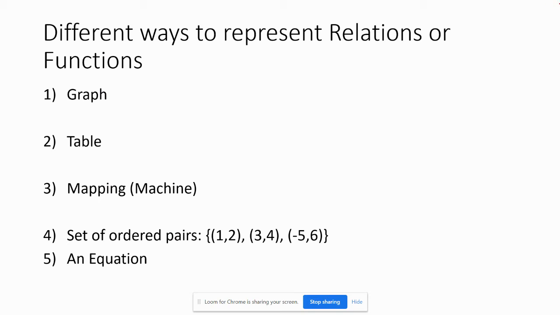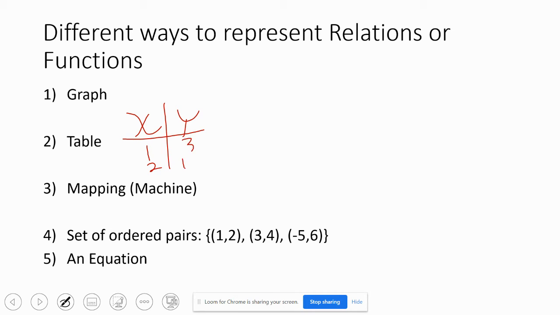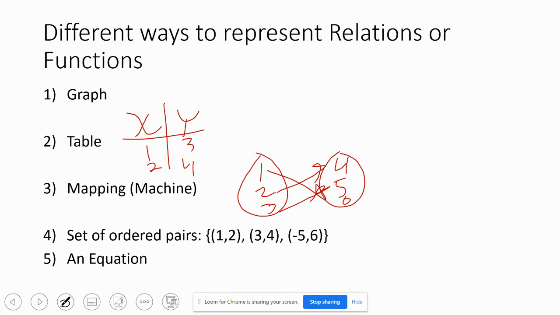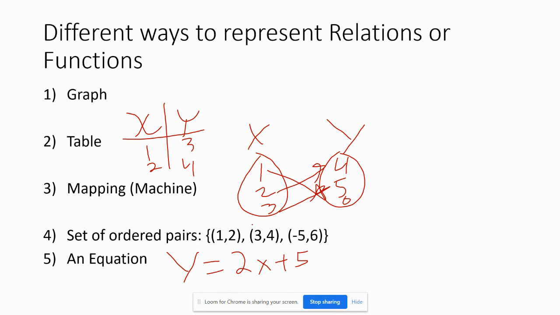Okay, different ways to represent relations or functions. You can represent it as a graph, which we just looked at, a table of values, a machine, which looks like this, or you'll call it a mapping. Or a set of ordered pairs like (1, 2), (3, 4), (-5, 6). Or an equation, y equals 2x plus 5, and that's an example of a linear equation.